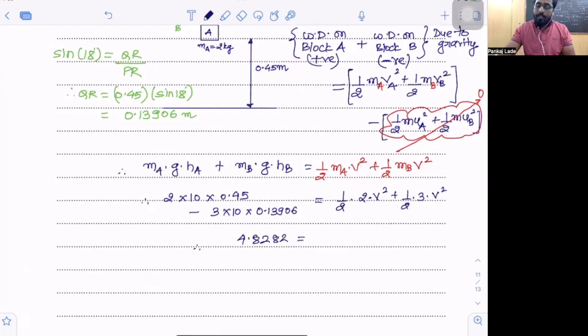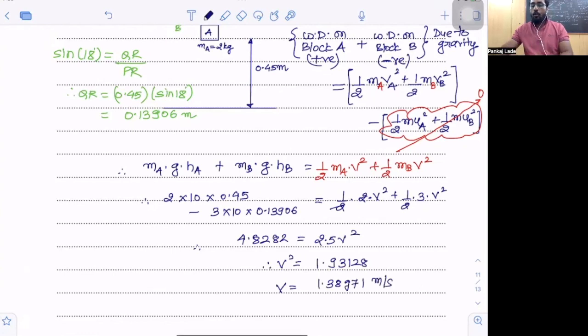That is equal to, so the 2 and 2 will get cancelled here. You get V square plus 3 upon 2 V square. That will give you 5 upon 2 V square, which is 2.5 V square. So what will be the value of V square? It's 4.8282 divided by 2.5. That comes out to be 1.93128. If you take the square root of this answer, that was V square, you get the value of V, 1.3897 meter per second.